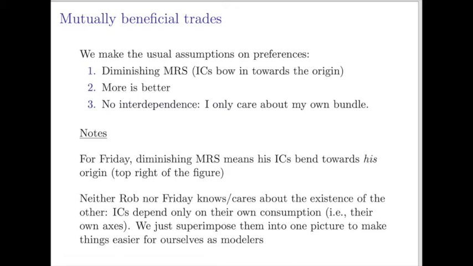Right, so it's important to note here, when I say that both of the consumers have diminishing marginal rates of substitution, Friday's indifference curves are going to bow towards his own origin, right? So that's the top right of the figure. And the third assumption that I made, just to emphasize, is that Rob and Friday neither know nor care about the existence of the other person, right? They only care about their own consumption bundle. So the only reason we're superimposing them onto the same picture is so that we can represent all of the allocations in the same box.